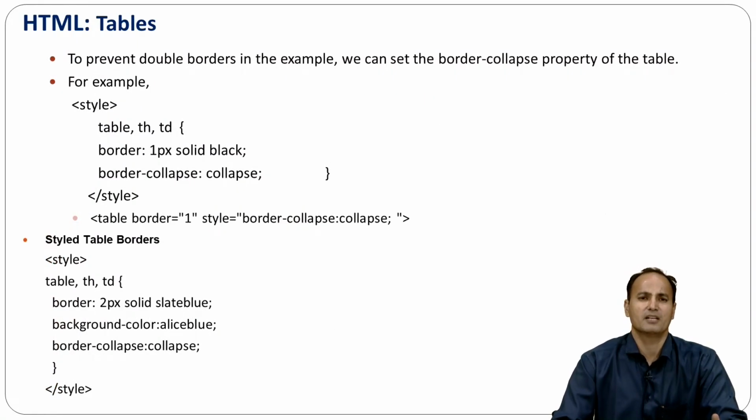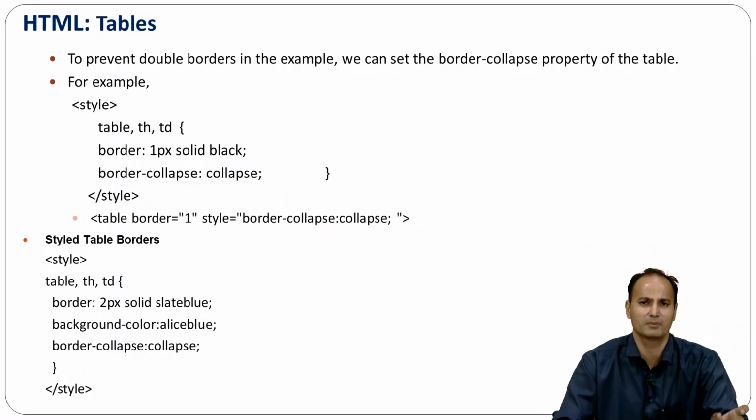To prevent double borders in the example, we can set the border collapse property of the table. So if you want to have a single border on the table, then you can set this border collapse property so that instead of a double border, the table will be displayed using a single border. Using CSS, that means we have to write this border collapse property in the CSS style tag.